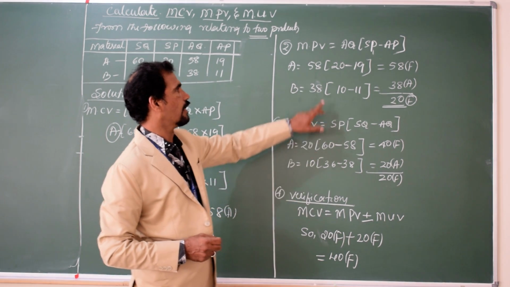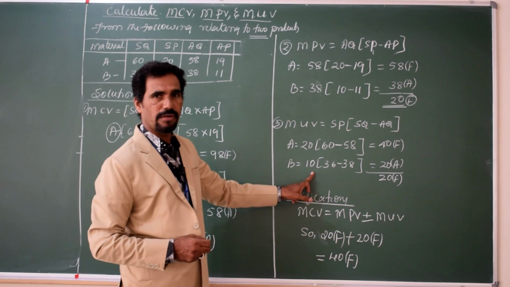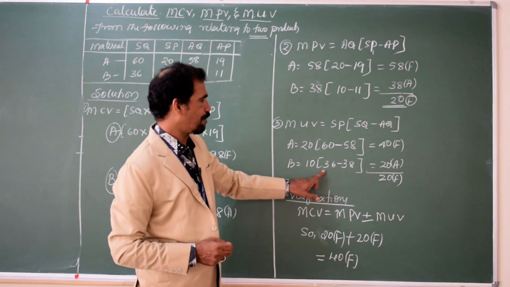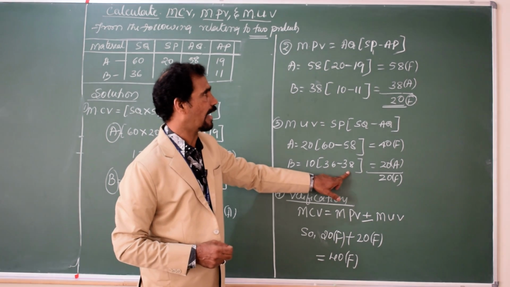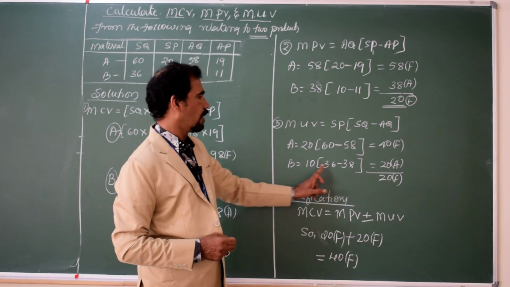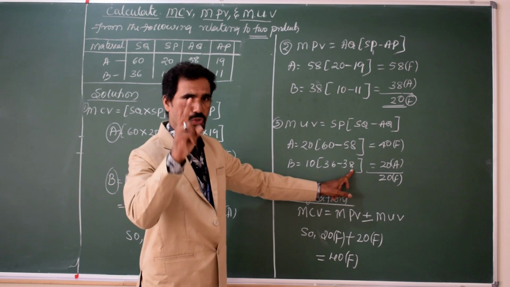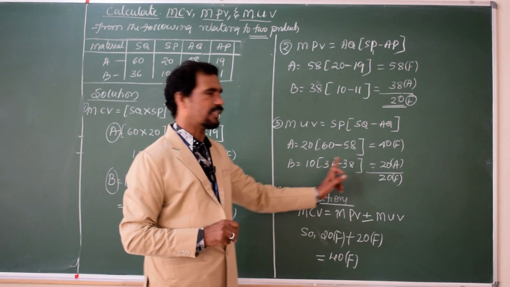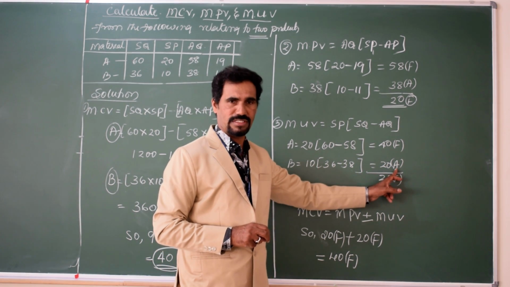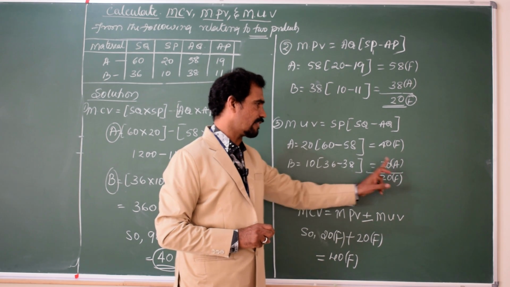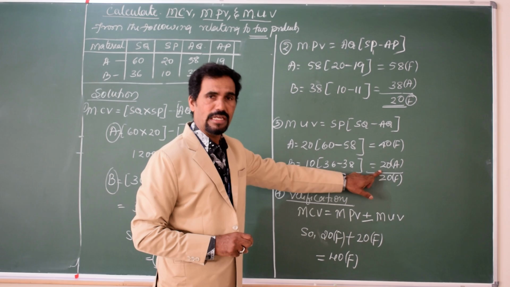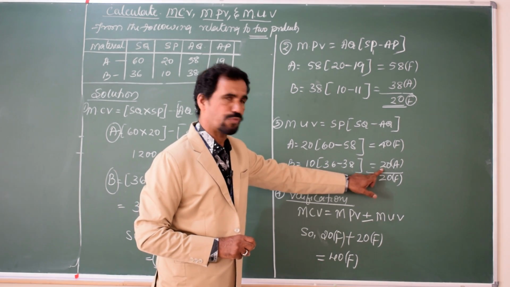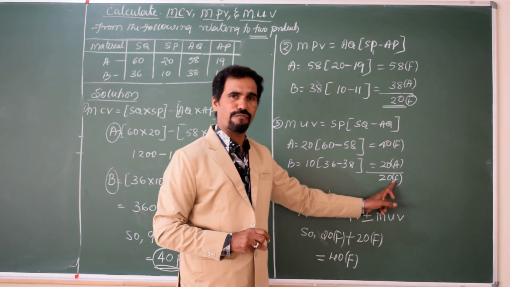10 is the actual quantity of material B. Standard price of material B is 36, minus 38 for actual price. So 36 minus 38, the difference is 2, into 10, it comes to 20 adverse. So material A 40 favorable, material B 20 adverse, 40 minus 20 equals 20 favorable.